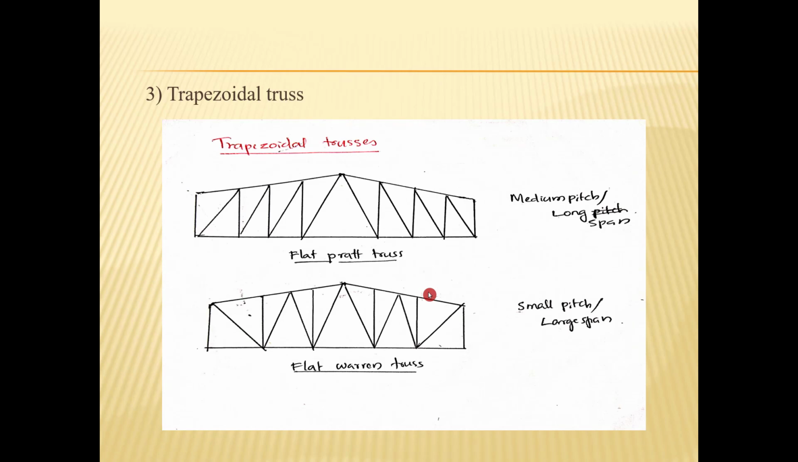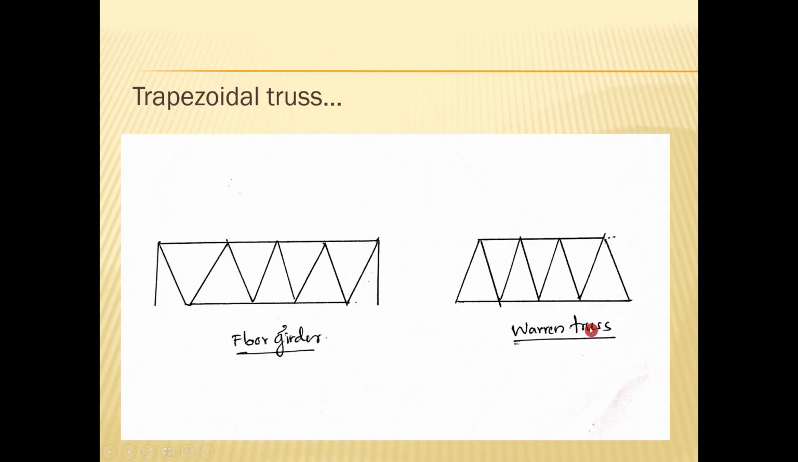And the next one is the trapezoidal truss, which includes the flat Pratt truss as well as the flat Warren truss. The flat Pratt truss are used for medium pitch and for long span. Similarly, the flat Warren truss is used for small pitch and for large spans. So these are the figures: floor girder, Warren truss.